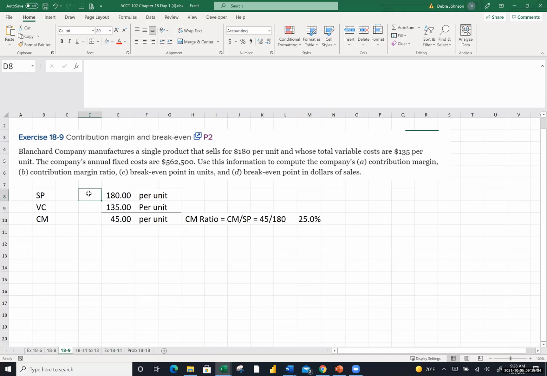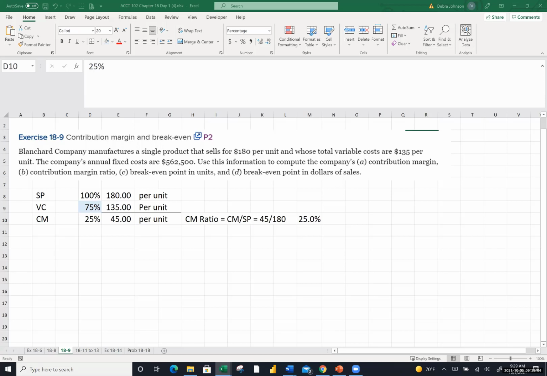Okay, because sales is always 100%. And if my contribution margin is 25%, that means, even though they didn't give this to us, that my variable costs are 75%. So I haven't even finished reading the question yet. I'm just looking at this cost structure of this company that sells a single product.